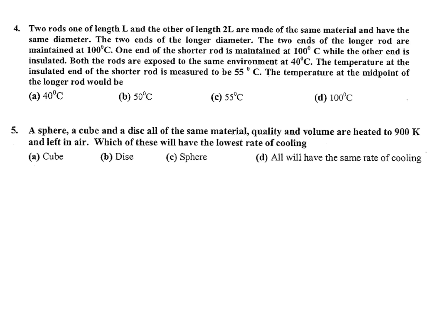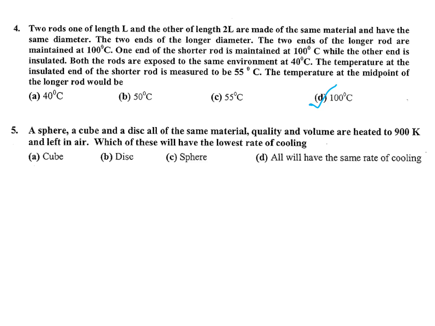The second one is insulated, that's the shorter rod. So the temperature at the midpoint of the longer rod, both sides 100 degrees Celsius, so the mid also 100 degrees Celsius. D is the answer.